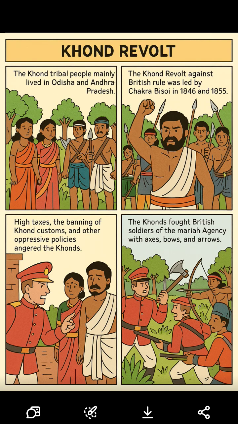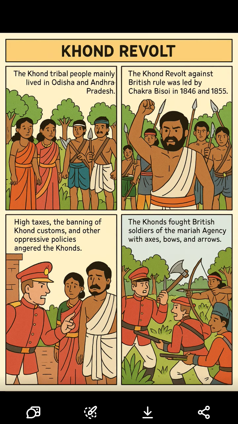How did they fight? The Kands did not have guns or cannons like the British, but they were fierce and fearless. They used tangi, a sharp battle axe, bows and arrows. They used their knowledge of forests and guerrilla tactics, surprise attacks, to fight. What was the Mariah Agency? The British formed a special department called the Mariah Agency. Its job was to stop the Mariah human sacrifice, watch and control the Kands. The Kands saw this agency as a symbol of British interference in their religion and culture, so they fought it fiercely.